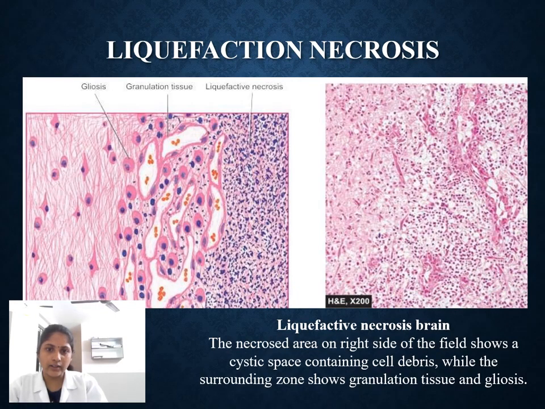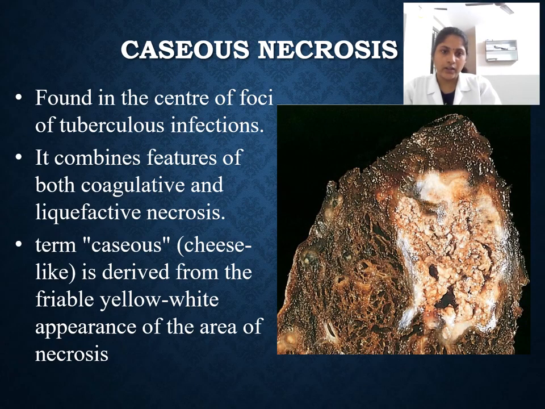This is the image showing the liquefaction necrosis of brain. The necrosed area on the right side of the field shows a cystic space which contains cell debris, while the surrounding zones show some granulation tissue and gliosis. Caseous necrosis is found in the center of foci of tuberculosis infection. It combines features of both coagulative and liquefactive necrosis. The term caseous, which means cheese-like, is derived from the friable yellow-white appearance of the area of necrosis.